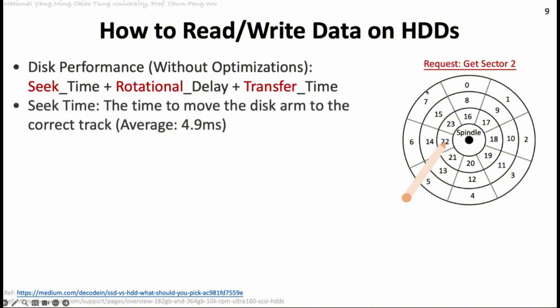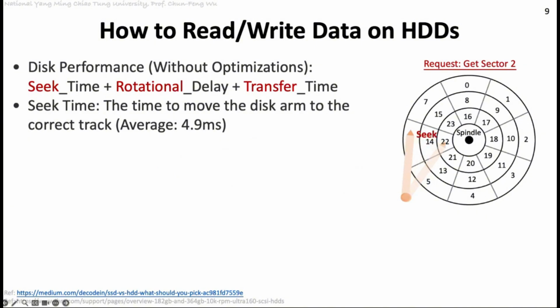So first of all, there's a thing called seek time, the time to move the disk arm to the correct track. If you still remember, from 0, 1, 2, 3 until 7, those sectors share one track. Then the second track is from 8 to 15, and from 16 to 23 is another track. Now the head is located at the inner track, so we are going to move to the outer track. Like this. This is called seek time. On average, the seek time will be 4.9 milliseconds because we need to move the head.